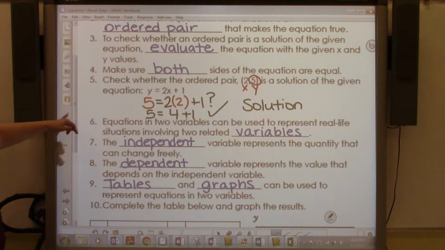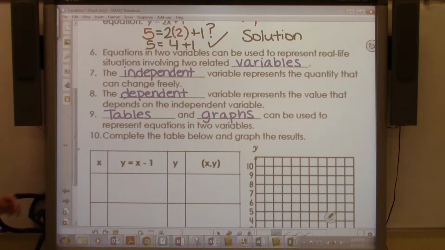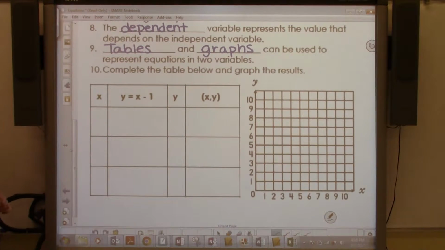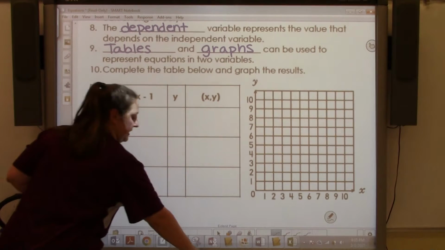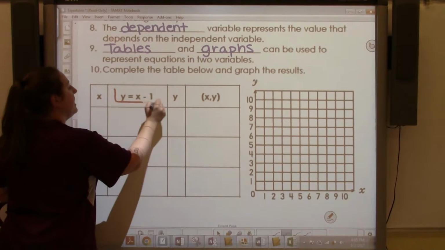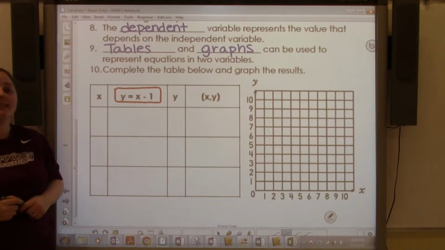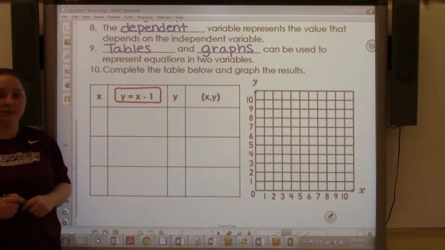So let's take a look. We're also going to talk about tables and graphs, and these can be used to help us represent these equations in two variables. So here we have a table and we have a graph, and we're given this equation right here. We have y equals x minus 1. All right, so we are asked to complete the table and then graph the results.